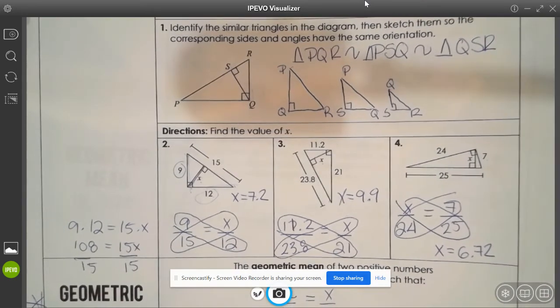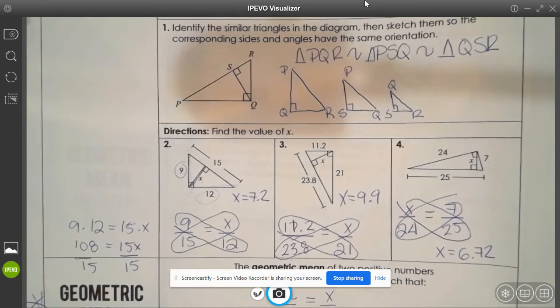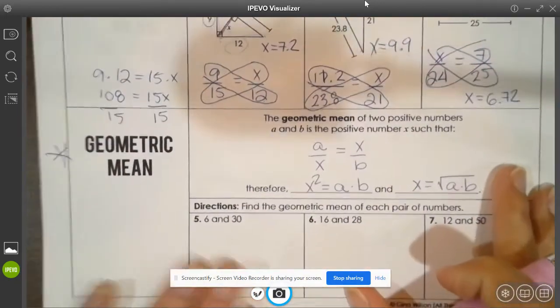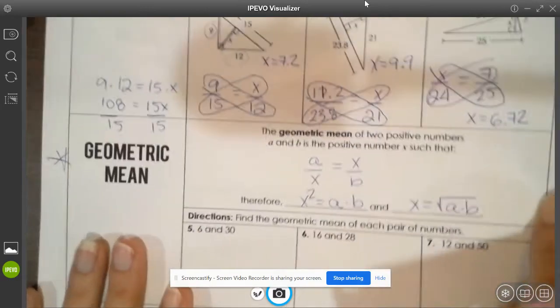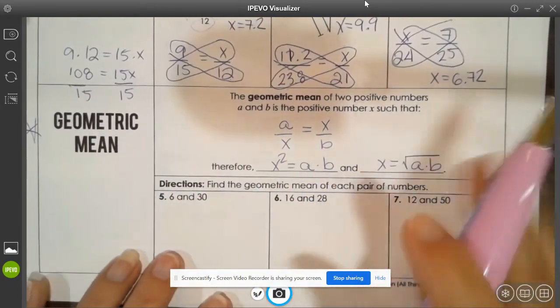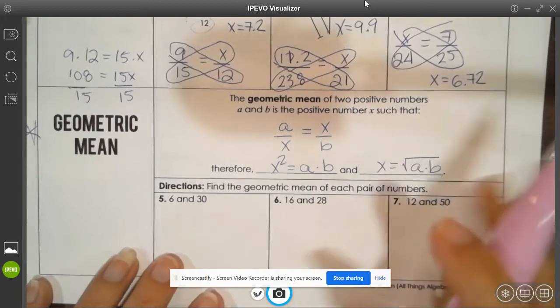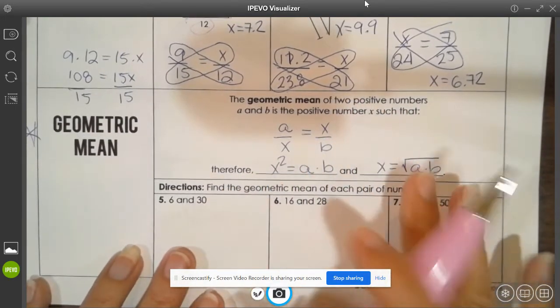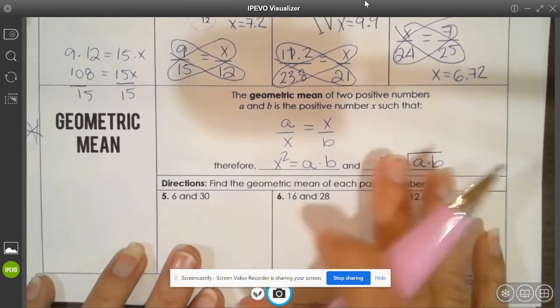So this is when you're looking at similar triangles. Now let's move on to another concept called the geometric mean. When you're looking at the geometric mean, we are also using proportions, but there's a simple way to work with the formula and make it easier.